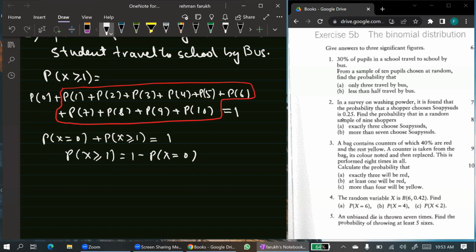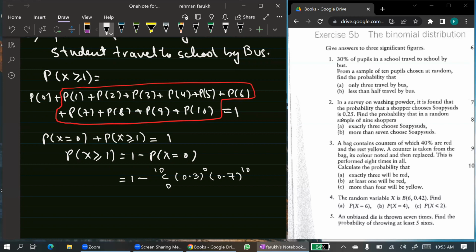So 1 minus probability of x is equal to 0, nC0, that is 10C0, p power 0, 0 successes, and there are 10 failures. We will put this expression into the calculator and we'll get the final answer.